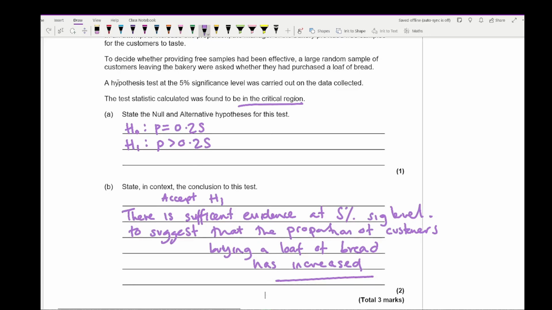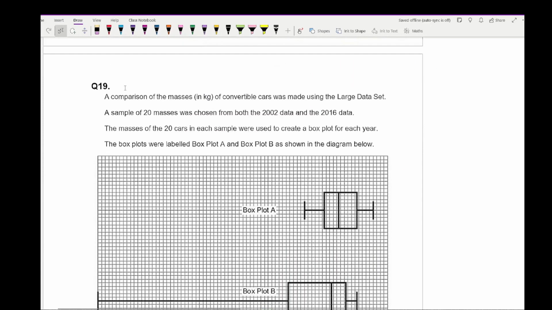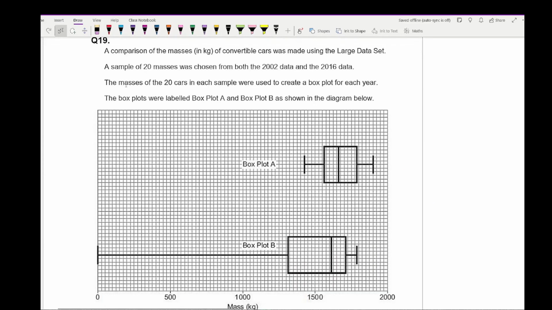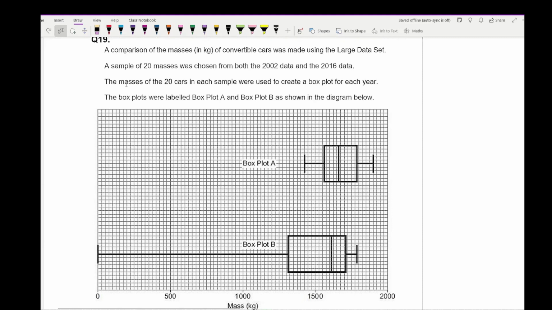There we go. Then for question 19, it says a comparison of the masses in kilograms of convertible cars was made using the large data set. So again, this is based on the large data set, so make sure that you are familiar with that. It then says the sample of 20 masses was chosen from both the 2002 data and the 2016 data. The masses of the 20 cars in each sample were used to create a box plot for each year. The box plots are labelled box plot A and box plot B as shown in the diagram.